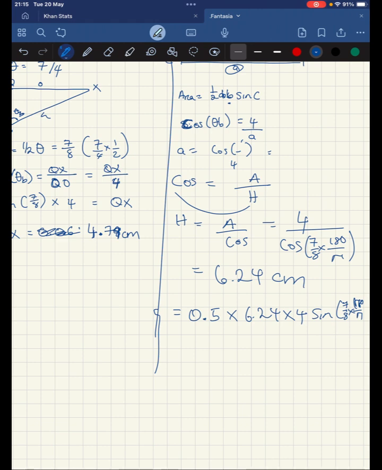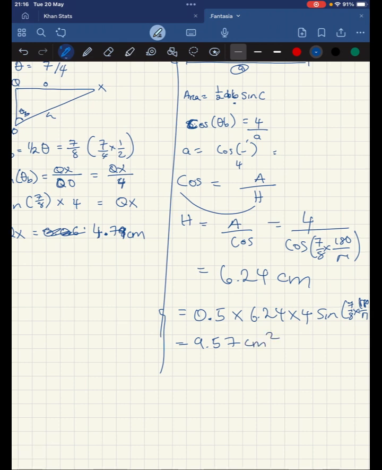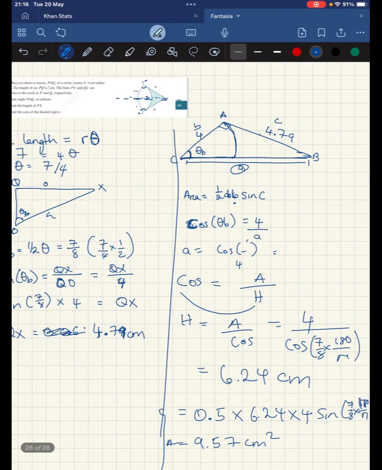Okay, so that will be 0.5 times 6.24 times 4 times sine of 7 over 8 times 180 over pi, right? And that will give us our area. And we getting 9.57 centimeters squared, right, for that area, for this area over here.